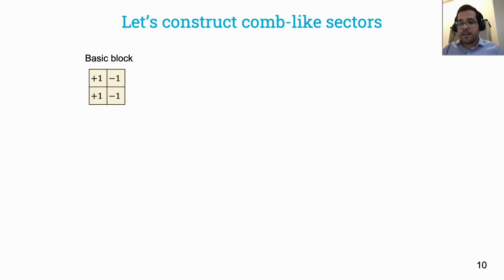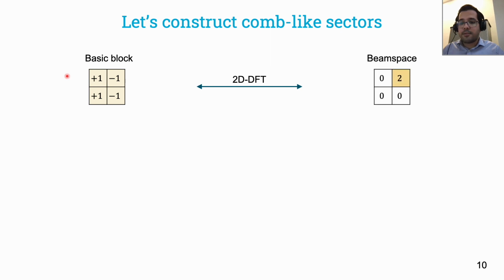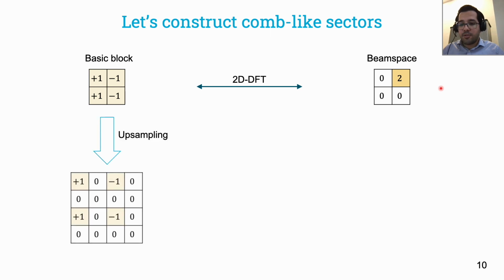So here I'll explain our method to construct such sectors through an example. First, we consider a basic binary block like the one shown over here. The basic block should be such that its 2D DFT has only one 2D spatial coefficient. For this basic block shown over here, its 2D DFT looks like the one that you can see on the top right. Next, we upsample this basic block such that the resulting matrix has the desired n by n dimension.